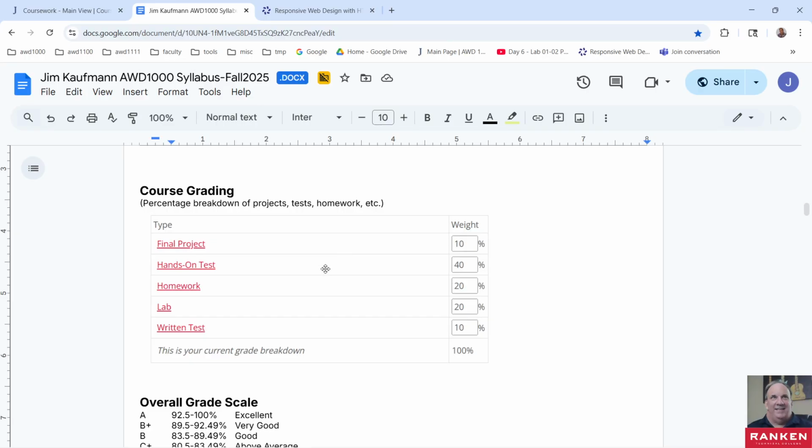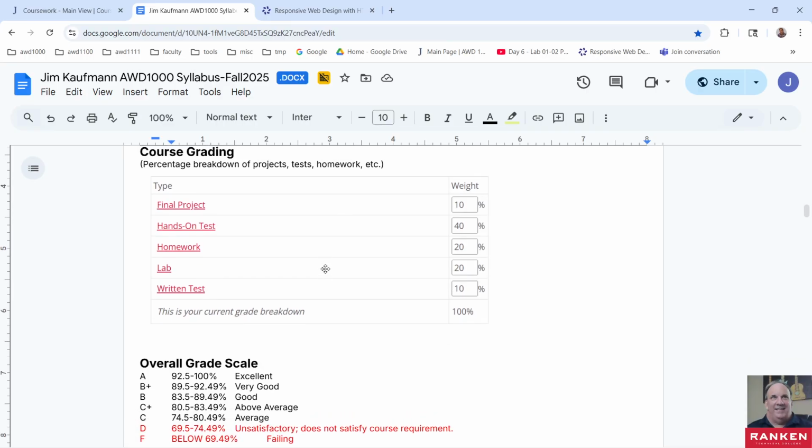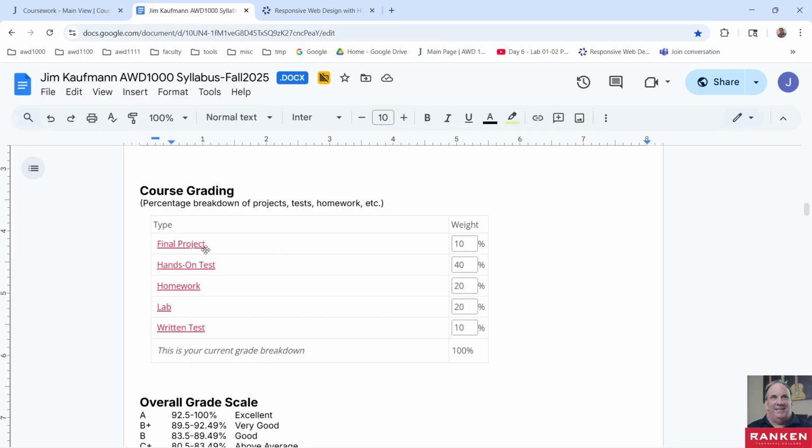Course grading. So we use a weighted average, and I wanted to show you something about that too. The final project is worth 10%, hands-on test is worth 40, homework is worth 20, labs worth 20%, and written test is worth 10%. So I do have an Excel spreadsheet I want to share and show you a few things on.